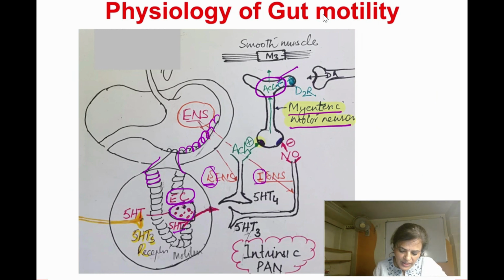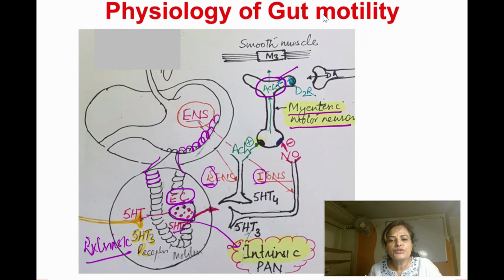Now this 5-HT, once it is released, is going to act on the 5-HT3 receptor, and it is going to cause a stimulation of two neurons. One is intrinsic, and the other one is extrinsic, which is not shown in this picture. Now what is the intrinsic primary afferent neuron going to do?